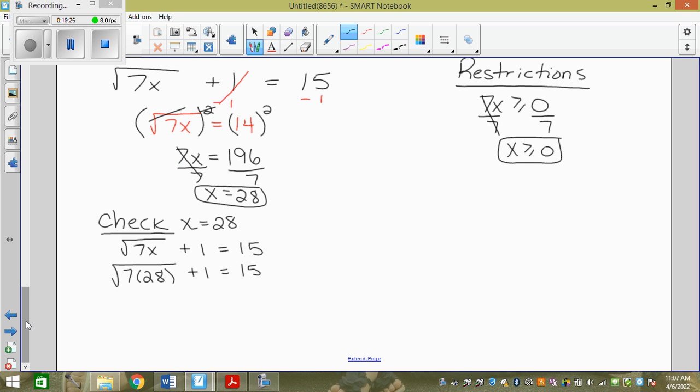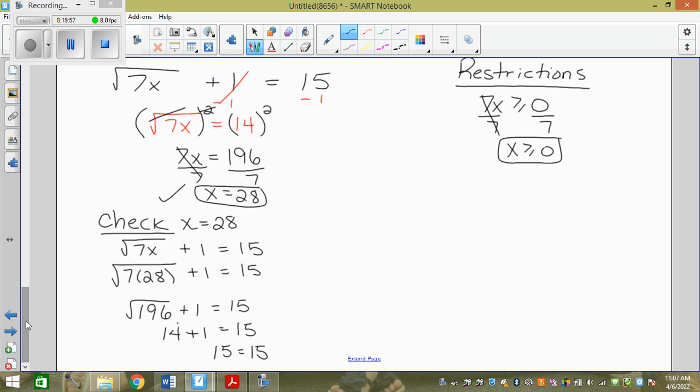7 times 28 is 195? 6? Do you get 197? Oh, it's the square root. Grab a mitt. That's 14, right? Sometimes I scale myself. 15 equals 15. So this one's good, right?